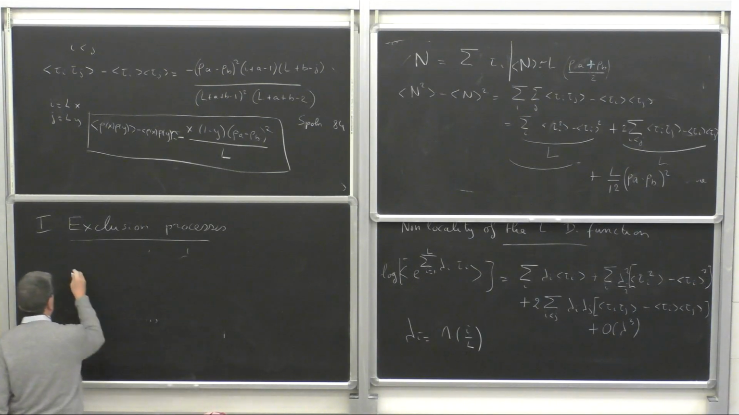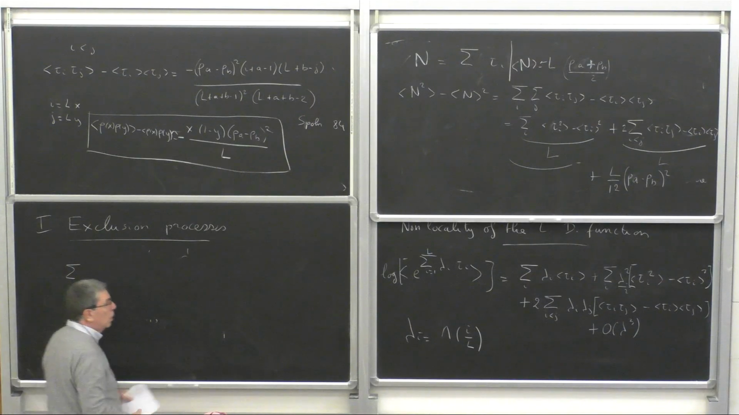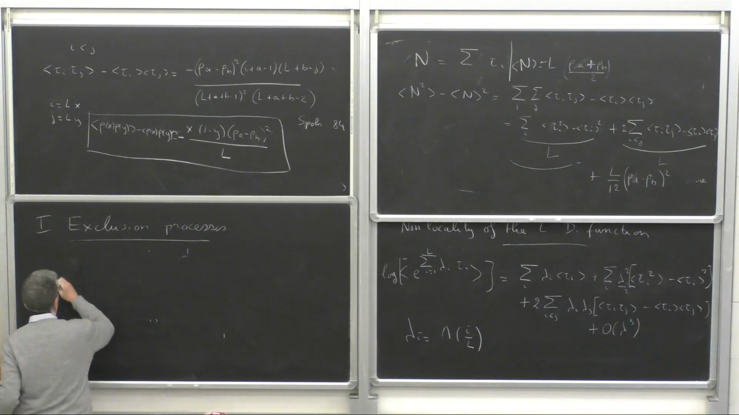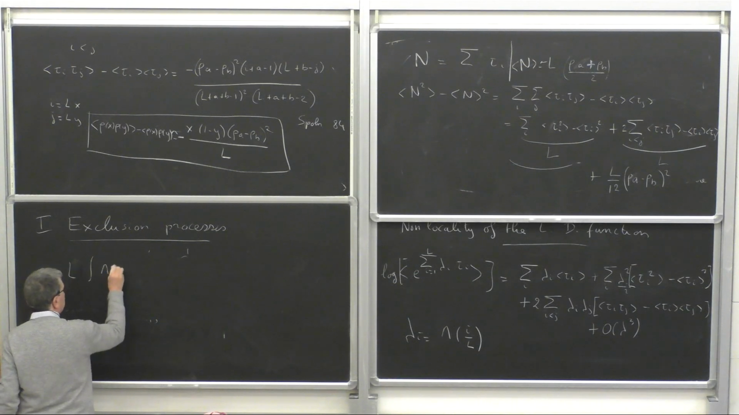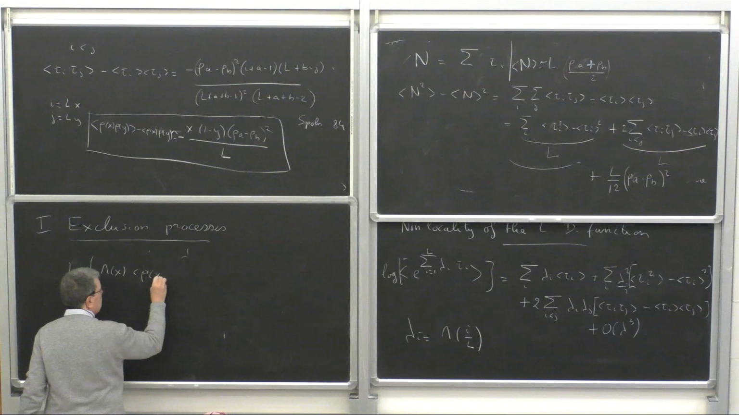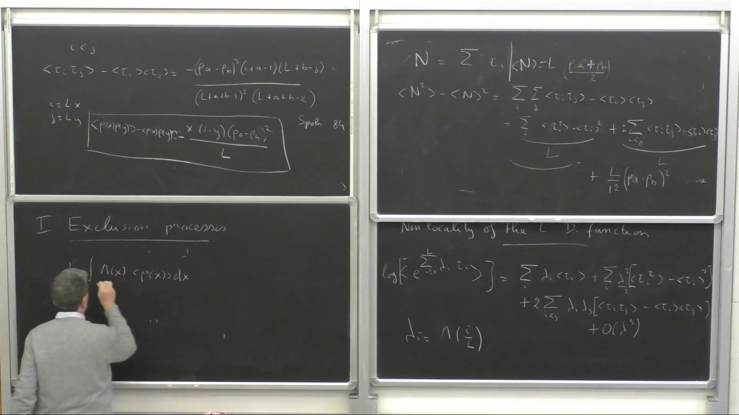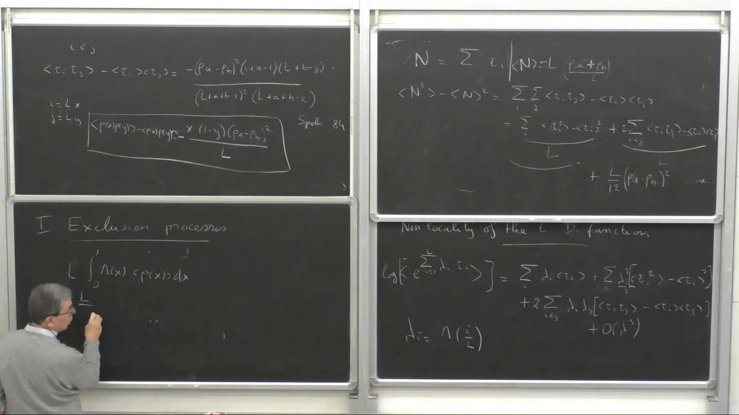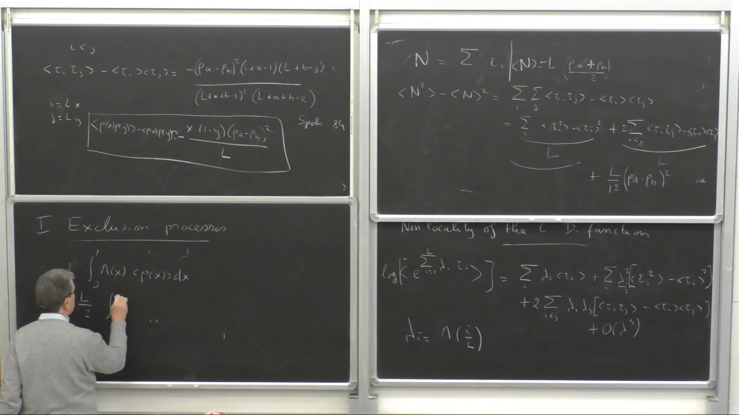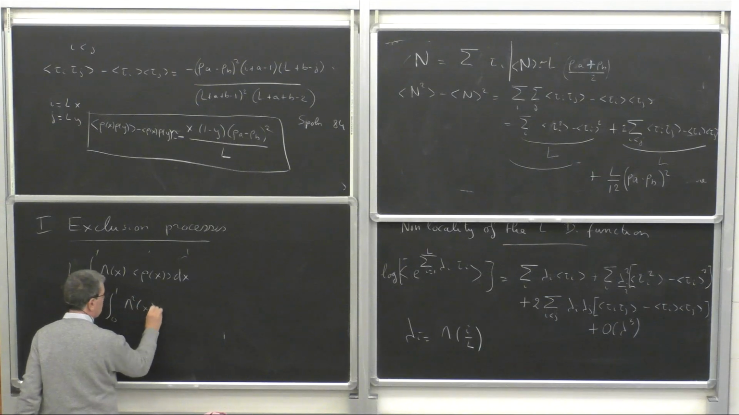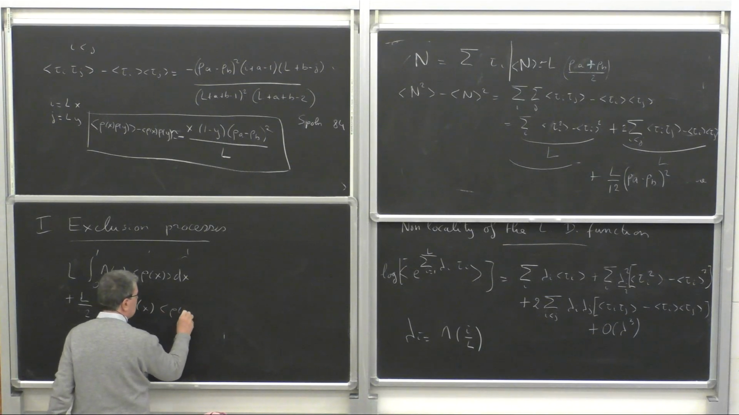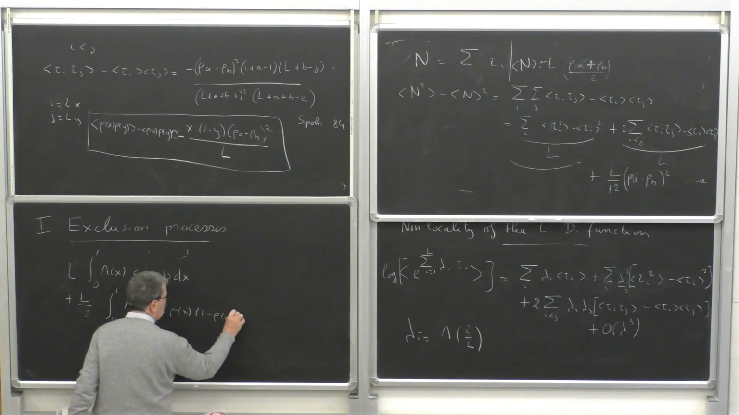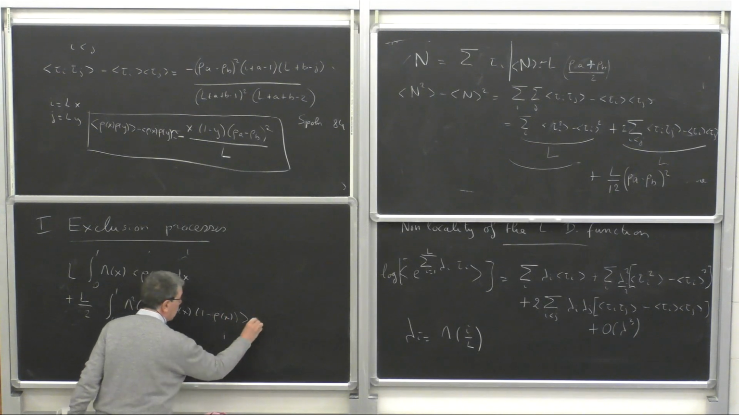The first term will be a sum. The sum here will become an integral. So the first term will become L times the integral of lambda of x, the density around the point x, plus L over 2 times the integral of lambda squared of x times rho of x, 1 minus rho of x. So these are the first two terms, which are local.